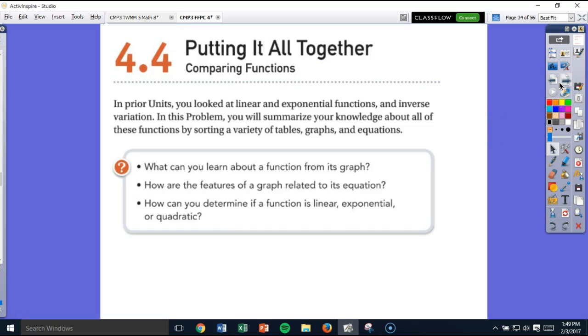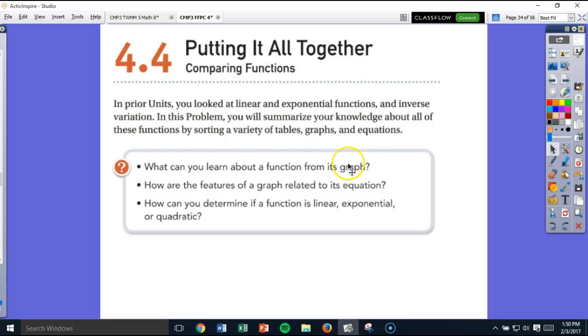Going to page 78, it tells us that we're going to put this all together, and that in prior units we looked at linear and exponential functions as well as inverse variation. And in this problem we're going to summarize your knowledge about all of these functions that we've gone over so far by sorting a variety of tables, graphs, and equations. And it asks us, what can you learn about a function from its graph?